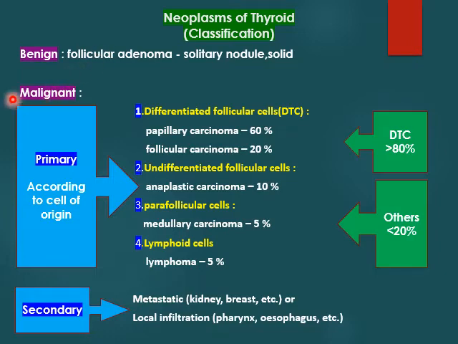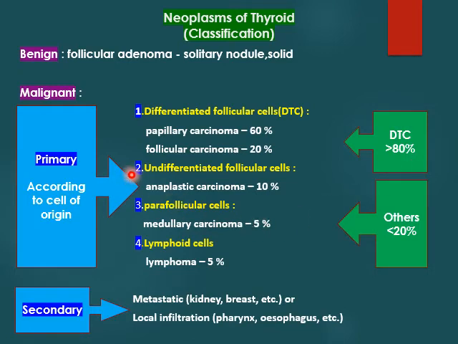The second group is the malignant group, and these can be either primary or secondary. The primary malignant thyroid tumors can be classified according to the cell of origin. First is the differentiated follicular cells, DTC. These are the papillary and follicular carcinoma. Papillary carcinoma accounts for 60% and follicular 20%. Together, the differentiated thyroid cancers constitute more than 80% of the thyroid cancers.